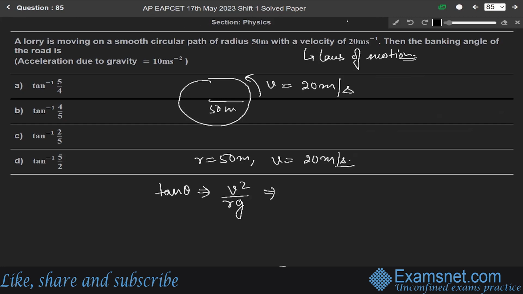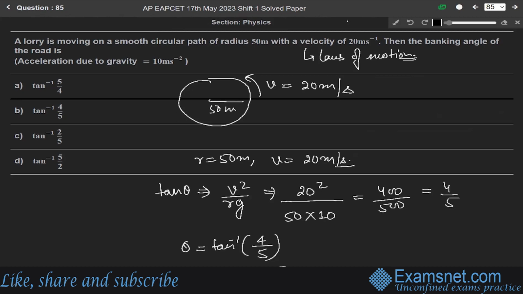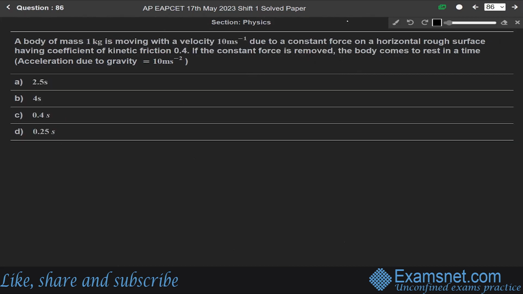Okay, so here v is 20 square over r is 50 into gravity is 10. So solving it, we get 400 over 500 equals 4 by 5, which means theta will be equal to tan inverse 4 by 5. So this is our correct answer. So option B is the correct answer. Okay. Now next question 86.